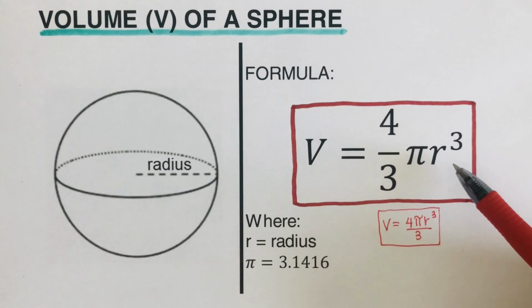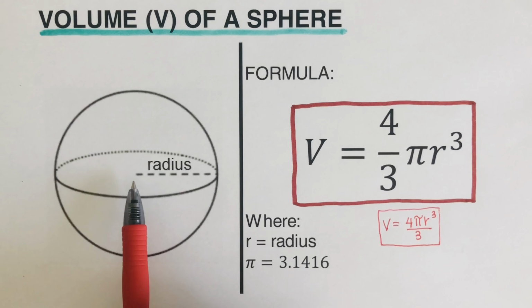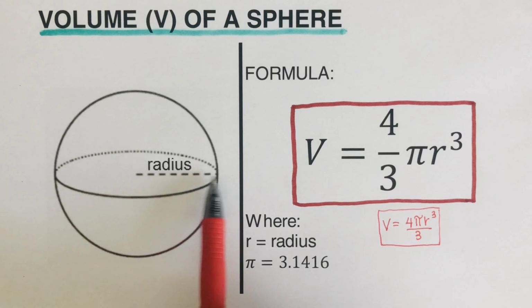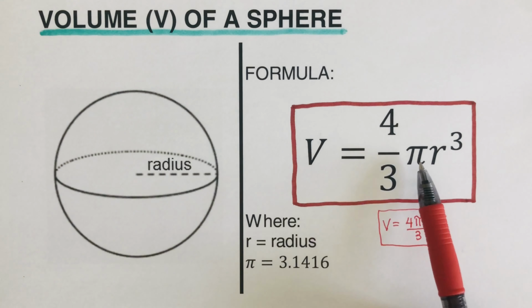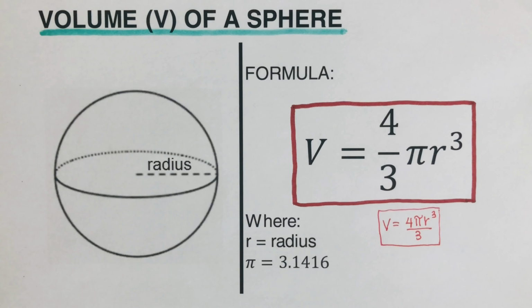The r that we're referring to here is the radius of the sphere. Again, radius is the distance from the center of the sphere to the side of the sphere. So that's what we mean by radius. And the pi that we have here is irrational. Irrational means it does not end, but we round it off to 3.1416.